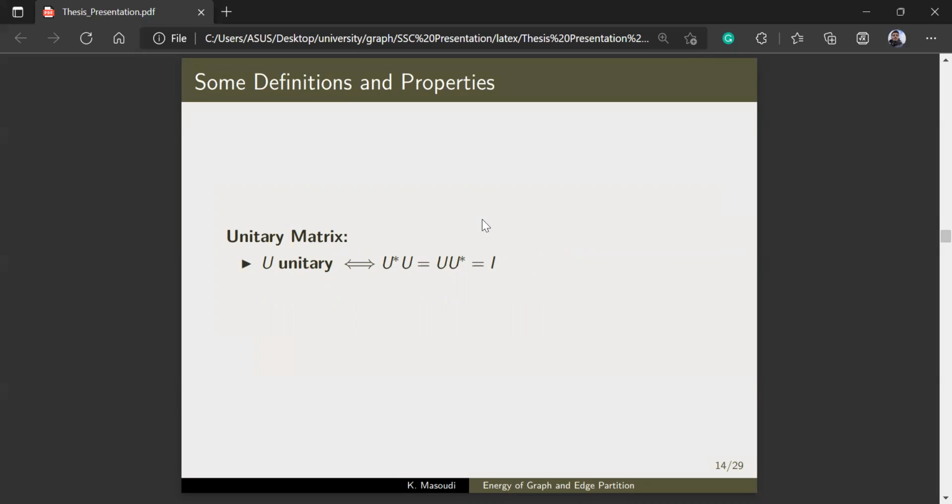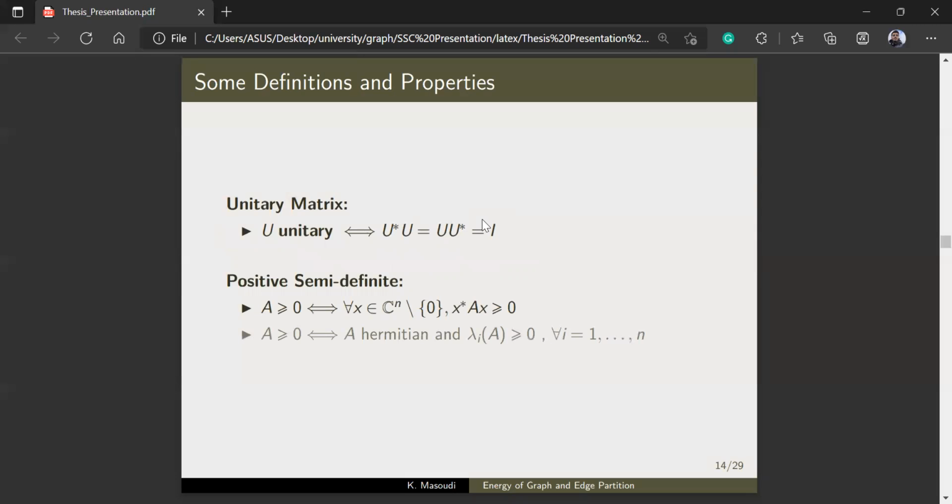Again, we are going to have some definitions and properties here. Unitary matrix: U is called unitary if and only if U star is equal to U inverse. In other words, U star U is equal to U U star, which is equal to the identity matrix. And here is an important definition.